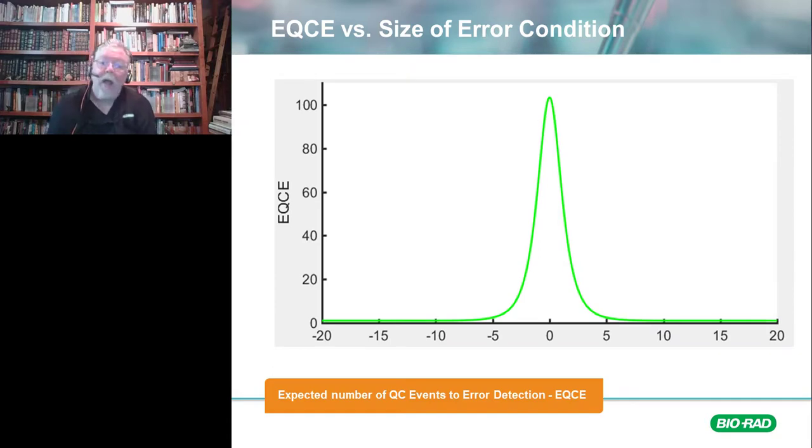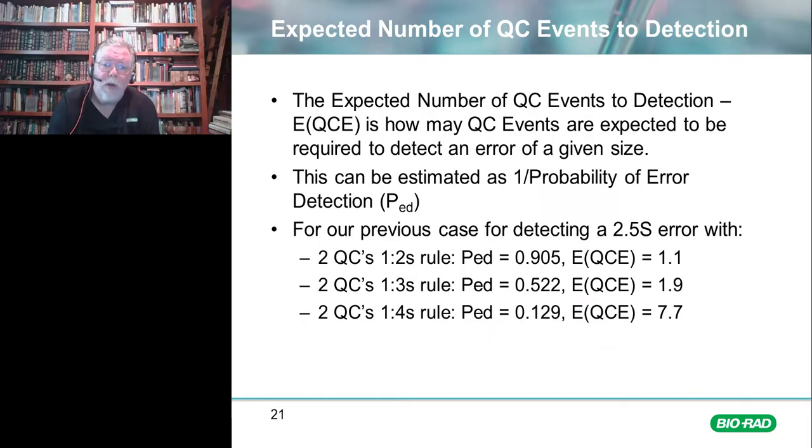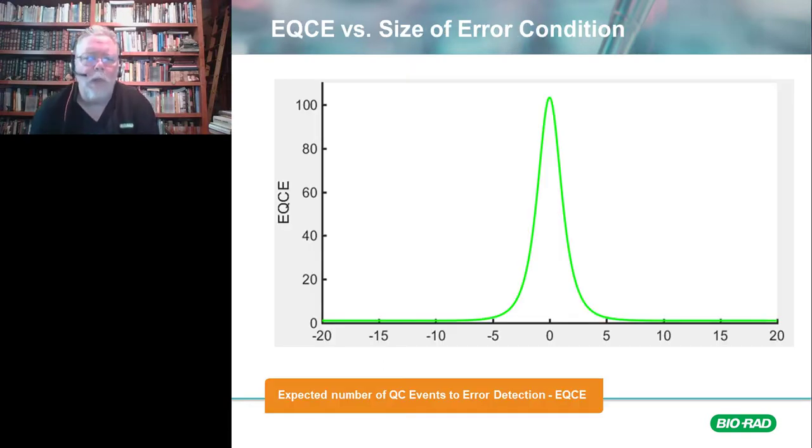Because that's going to have the lowest number of QC events to error detection. And we'll talk about why that's not necessarily the best choice always. But here is a graph of when we look at the expected number of QC events to error detection.